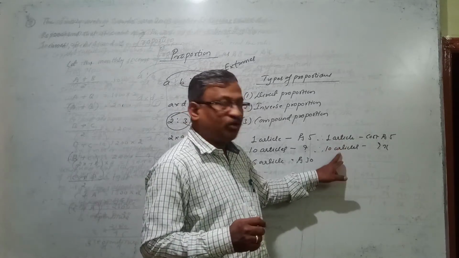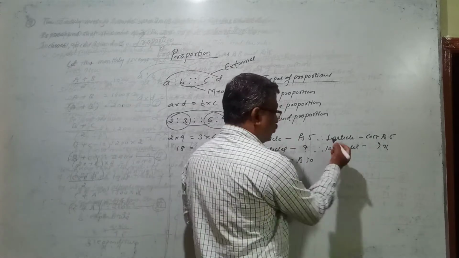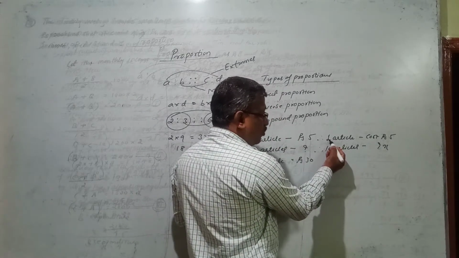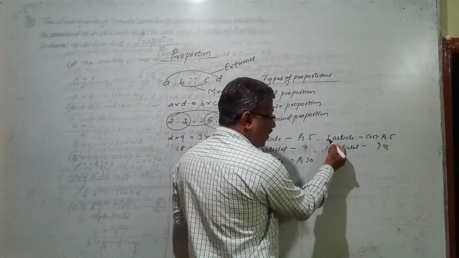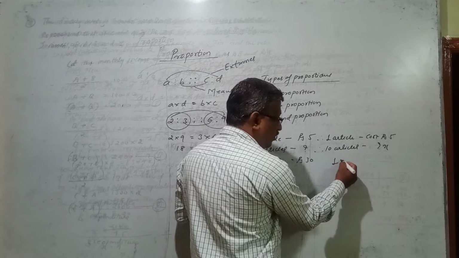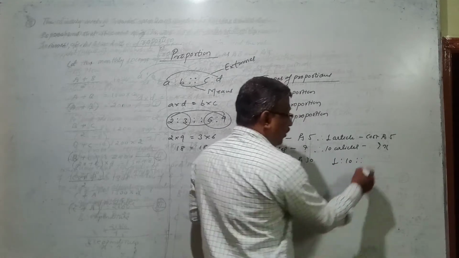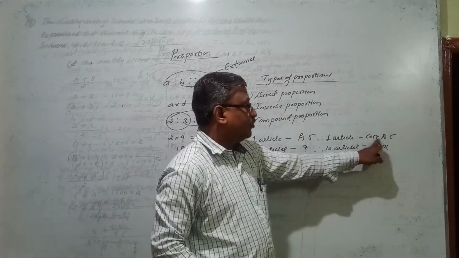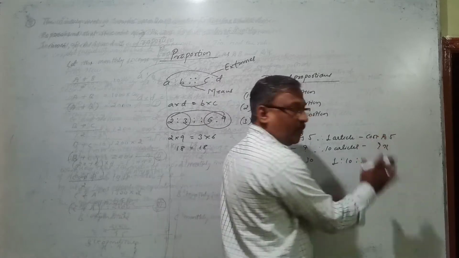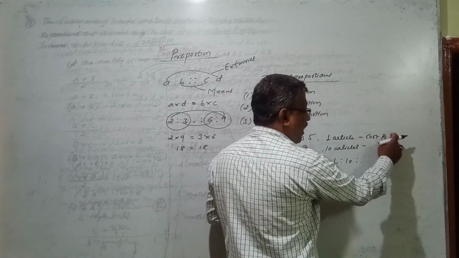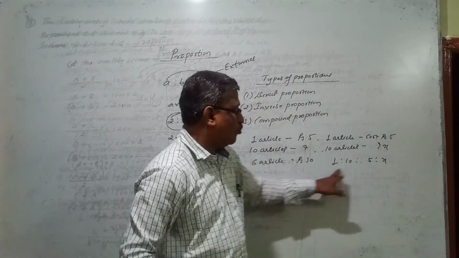Now we have to write the ratio of articles and the ratio of the cost. When the proportion is direct, the ratio of articles is always written as 1 is to 10. How do you write the ratio of the number of articles? 1 article is to 10 articles. So it is 1 is to 10, equal to what? The last ratio is the ratio of the cost. In direct proportion it is always written as 5 is to x. So this is called my proportion.